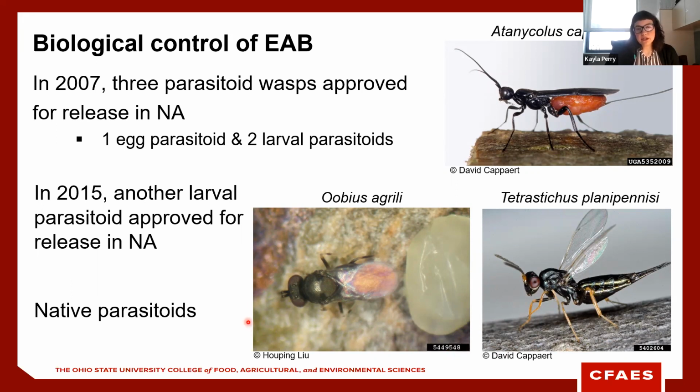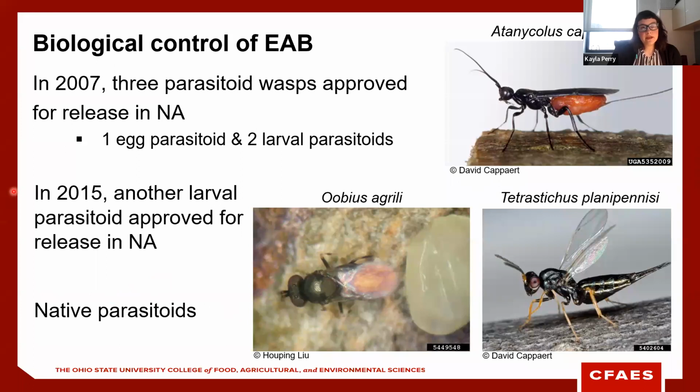And monitoring does continue for these parasitoids. However, there hasn't been strong evidence that these parasitoids can build their populations quick enough to control high-density outbreak EAB populations and thus slow ash mortality, particularly on the leading edge.